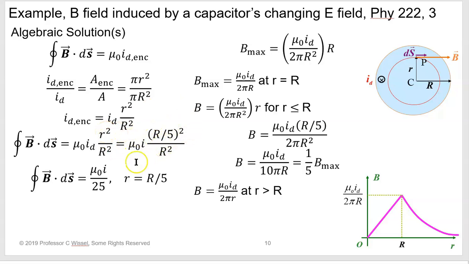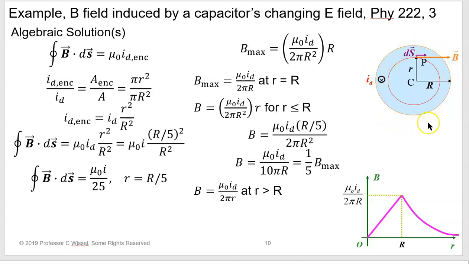So that's where this comes from. These two R's will cancel out, and the r squared is 25. So the integral of B dot ds equals mu naught I over 25. That's at this point where you're 1/5 of the way out from the center to the edge. Now B max, if you applied this all the way out to the edge, is mu naught I_D divided by 2 pi big R squared times R. And at r equals big R, B max is just mu naught I_D divided by 2 pi R because one of them cancels out. And that is right at the edge here.